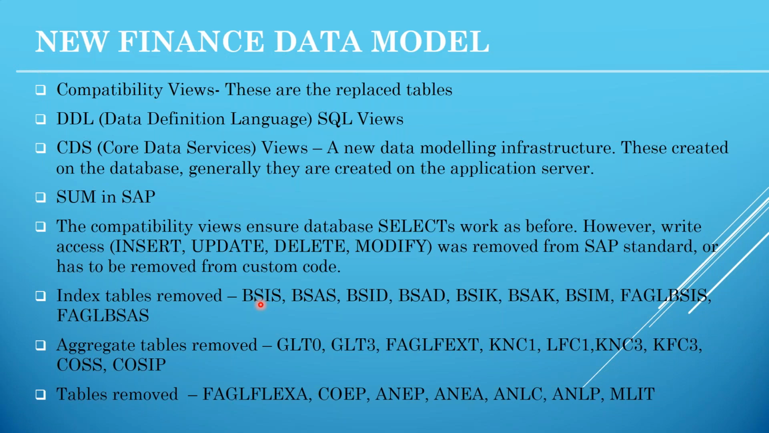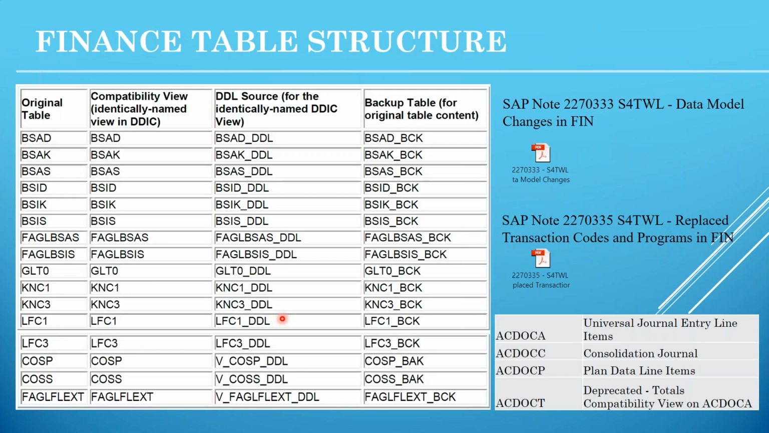Got it. So if the client has any custom report or customized field, they have to change the coding in the custom report or customized field as well, right? Correct. They need to do the reference to the BSIS CDS view instead of the BSIS table. Okay. Got it. Thank you.